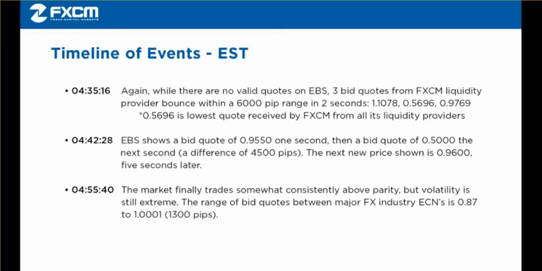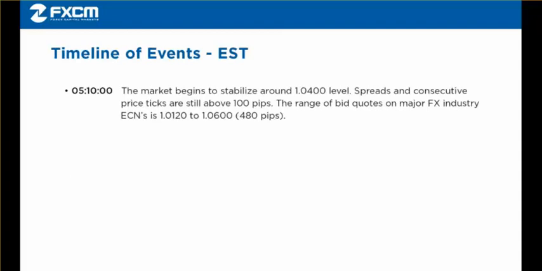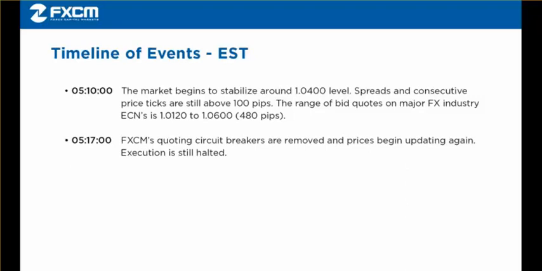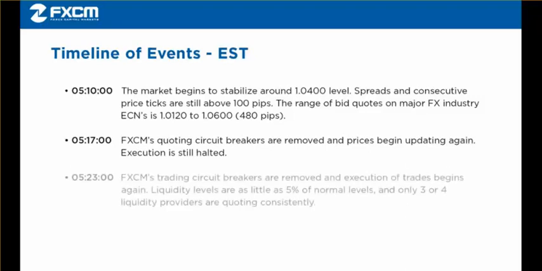Over the next 35 minutes, the price of Euro Swiss continued to fluctuate by literally thousands of pips per second before finally stabilizing around the 1.0400 level, nearly 5,000 pips higher than the low bid received during the height of the dysfunction. 13 minutes later, at 5:23 a.m. EST, FXCM system resumes execution and the circuit breakers are removed. Liquidity levels are as little as 5% of normal levels, and only 3 or 4 liquidity providers are quoting consistently. As you can see from the timeline, the interbank market was in chaos with prices in an extreme range.